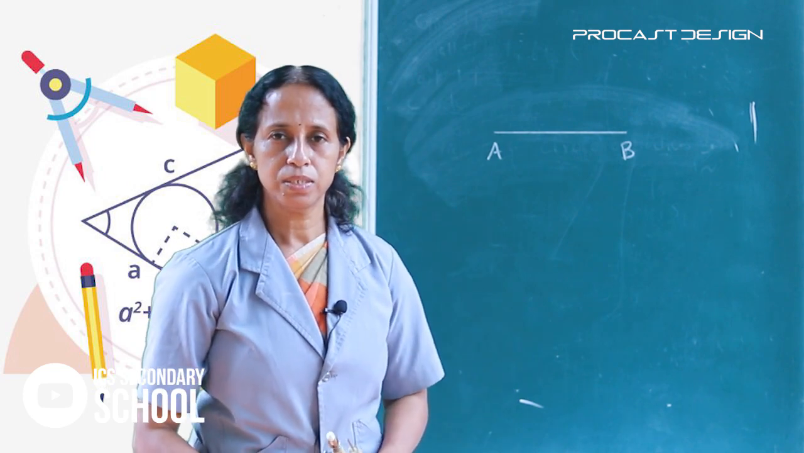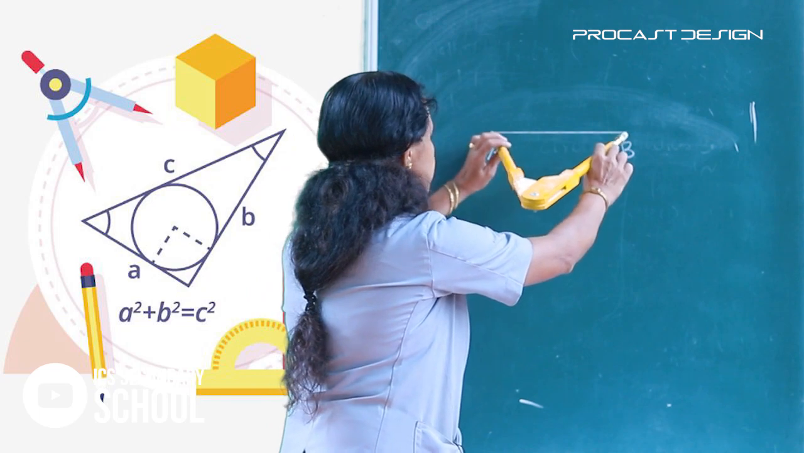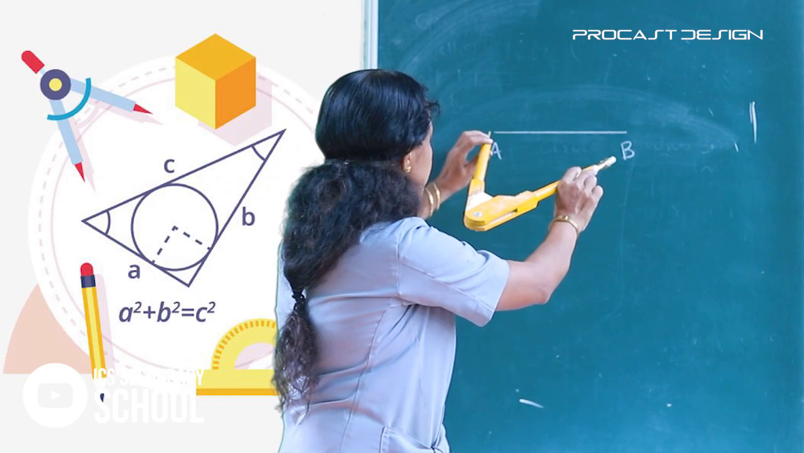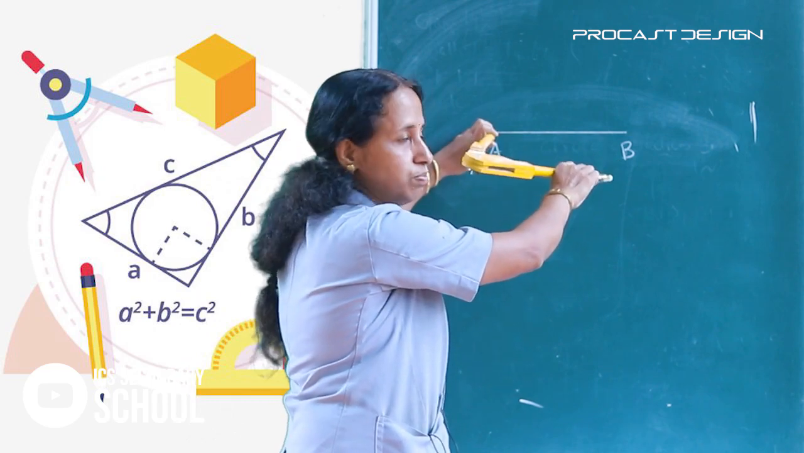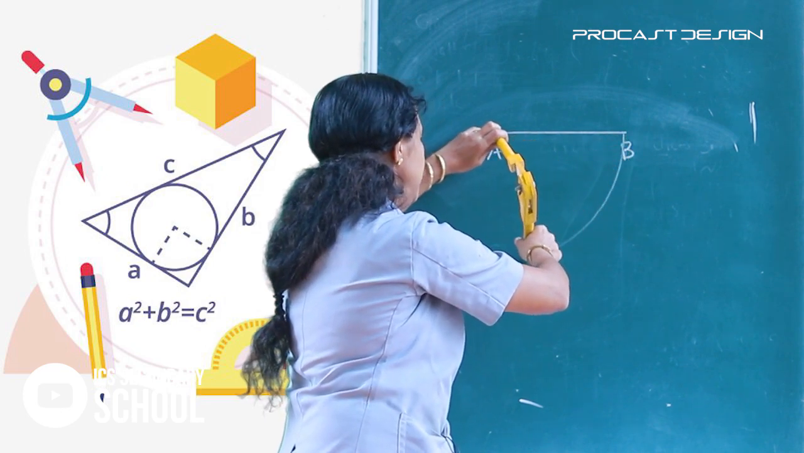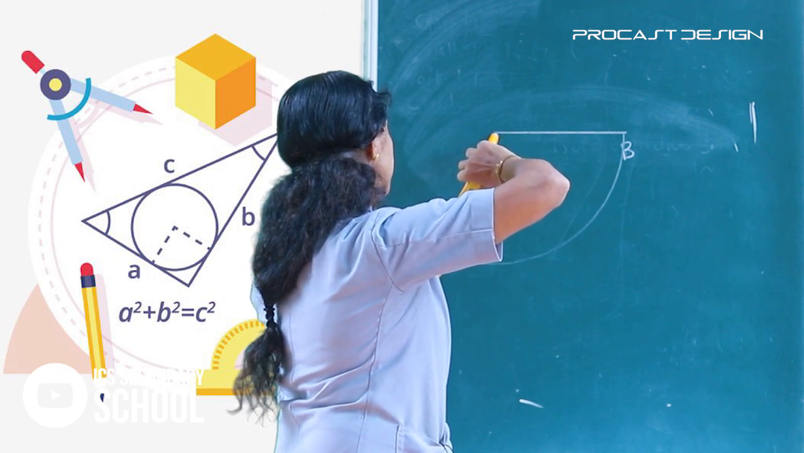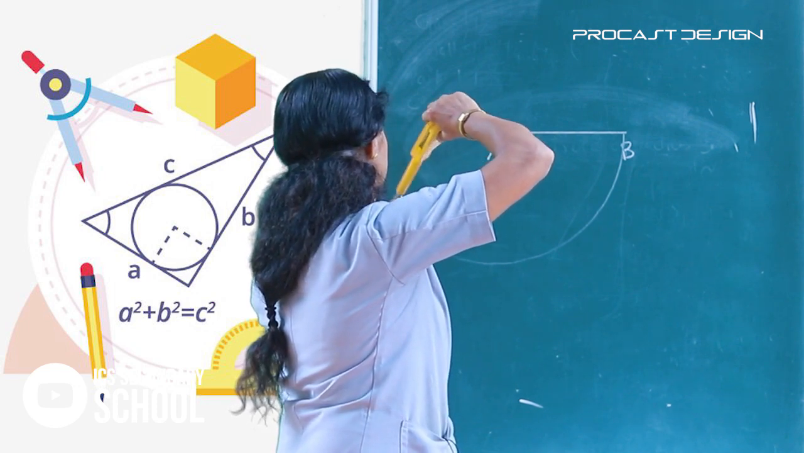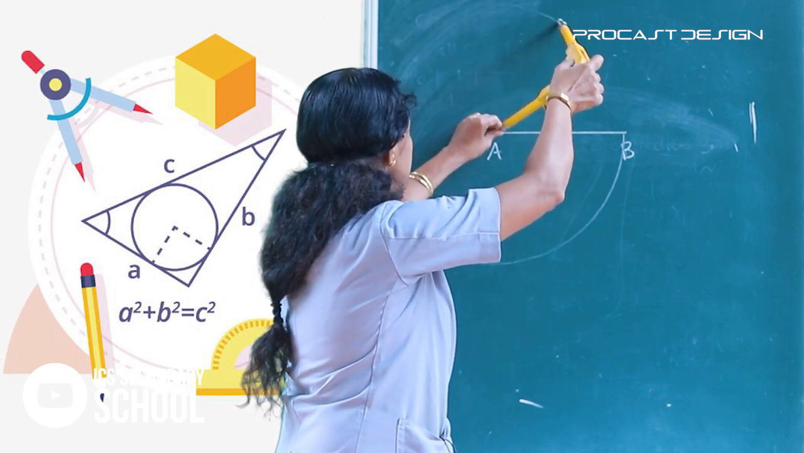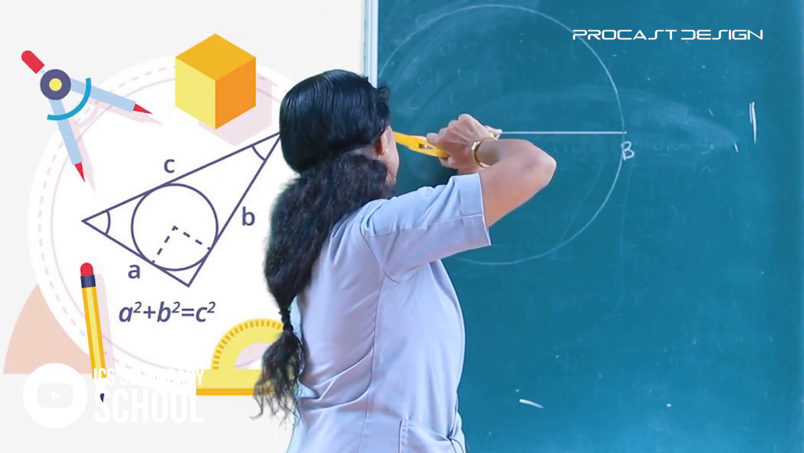Using the compass, measure the length. Place it at A. Measure the length and draw a circle.